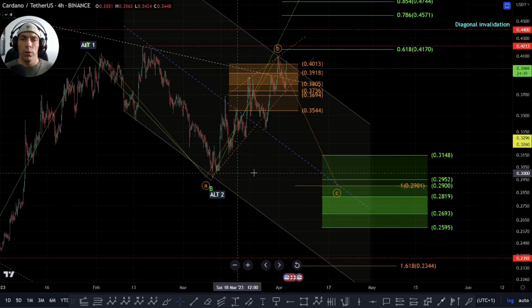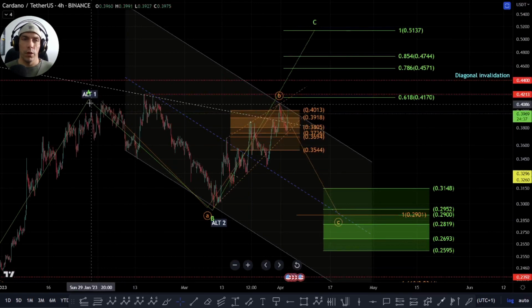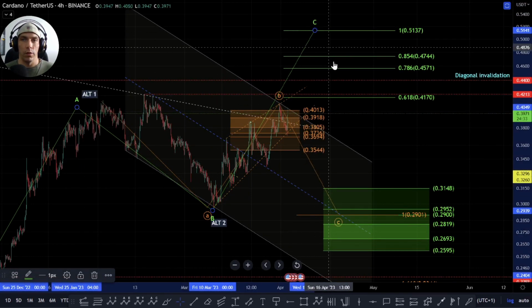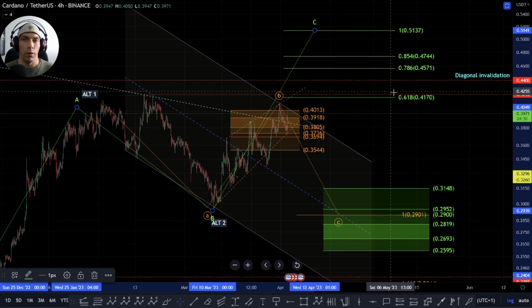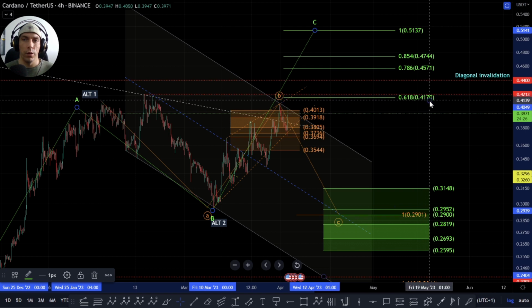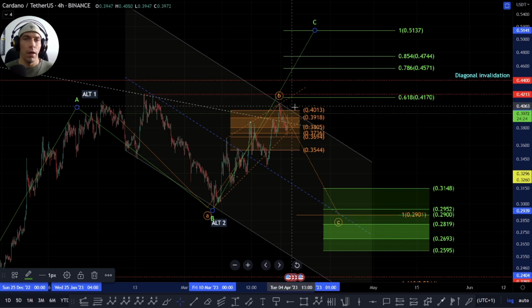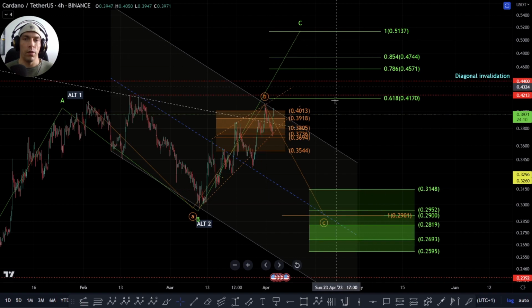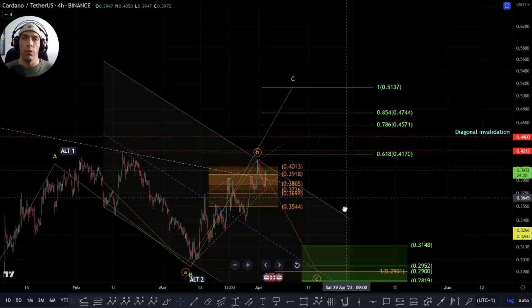Okay, so we're still looking for that same potential for this bigger green ABC move here, where this becomes an A, a B, and we're looking for this potential C wave. So 1-to-1 is this 51.37. I've got some other target areas here on this. This 41.70 would be that 0.618. So this is going to be an interesting area, I think, as well, because it would line up with coming back into these highs here. So we're going to have to keep a little bit of an eye on this if we do move up into this zone. But potentially we could see this move extend out towards this 51.37 if this is just going to be a three-wave move.